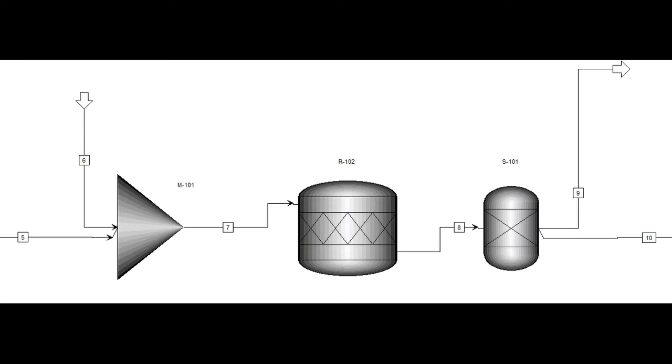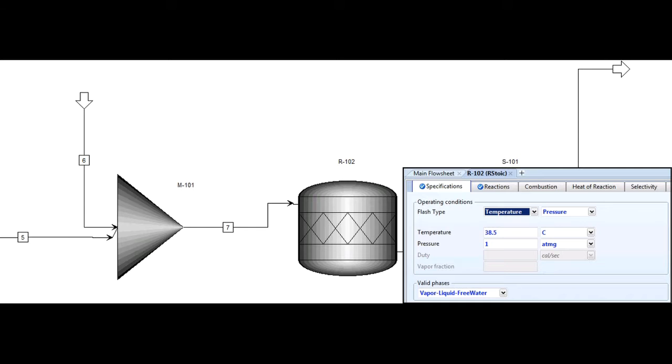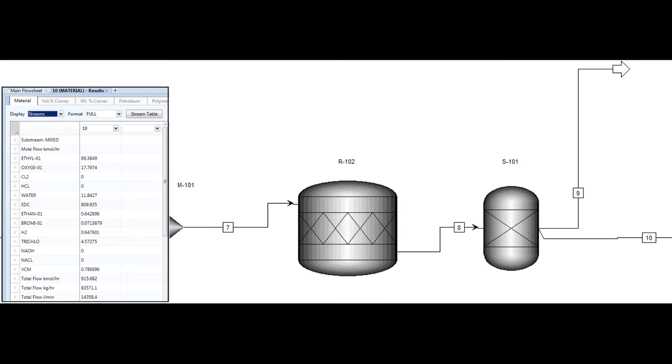Next, the caustic scrubber consists of 3 units in this Aspen simulation: a mixer to mix the sodium hydroxide solution with the EDC stream, a reactor operating at 38.5 degrees C and 1 atm to react the NaOH with the unwanted HCl, and a component splitter unit that acts as a scrubber's sieve to separate the NaCl formed and unreacted sodium hydroxide from the further purified EDC stream.